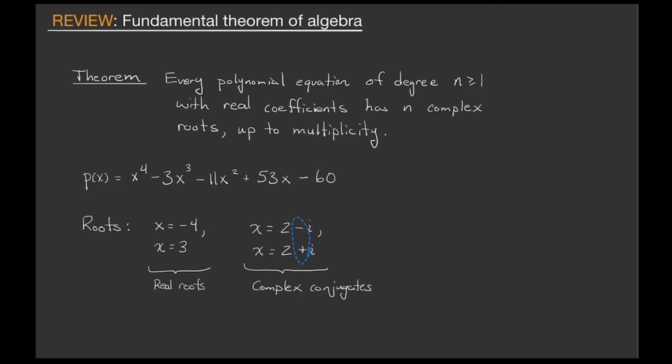Another important thing to note is that if one complex number is a root, then its complex conjugate is also a root. So these will always come in pairs. That's certainly worth noting. Now we see that two real roots and a complex pair give us a total of 4 roots, and that corresponds to the 4th degree here.